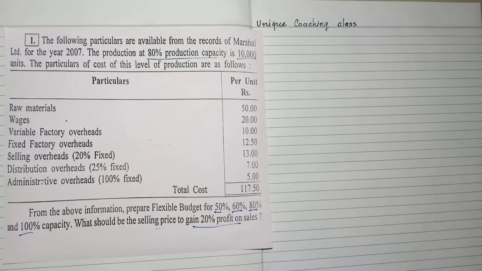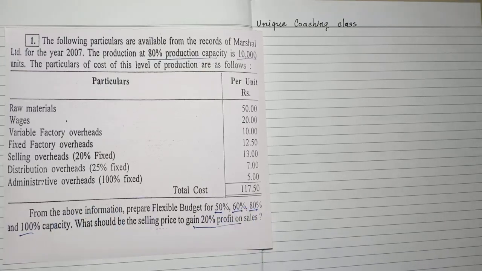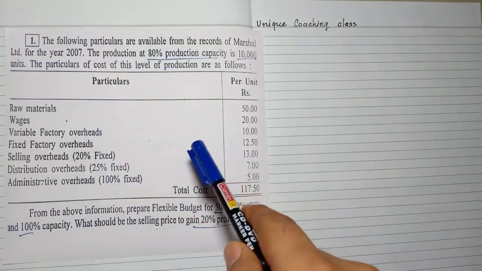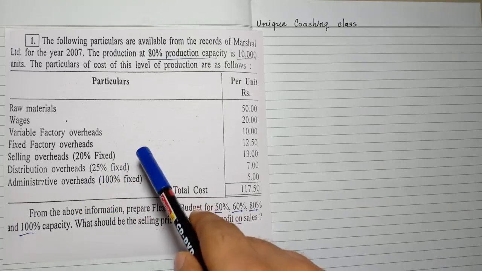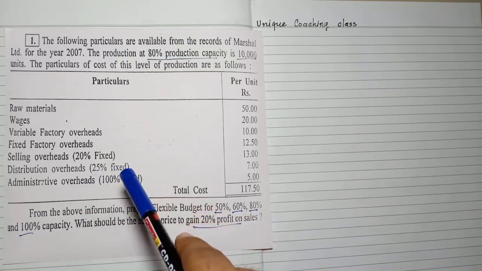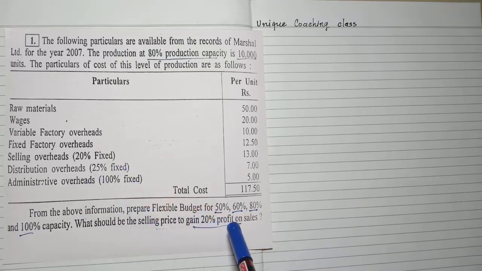Now, we have to prepare the budget for 50, 60, 80 and 100. And this information is also given for 80. So if we prepare 50, 60, 80 and 100, 80 will indirectly come in, right? Because I told you in a previous video, we have to prepare the first column for the level whose information is available, and then the columns for the levels we have to prepare the budget for, like 70, 80.